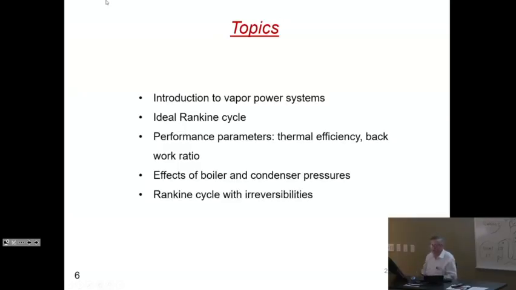So what are vapor power systems? Introduction. And then explain the ideal Rankine cycle, which is the prototype, the paradigm for the vapor power cycle. We will go over the performance parameters for this Rankine cycle, thermal efficiency, and then a new concept, the back work ratio, and explain how useful that is. Effects of boiler and condenser pressures on these cycles, and Rankine cycles with irreversibilities. That will be this lecture and the coming lecture.